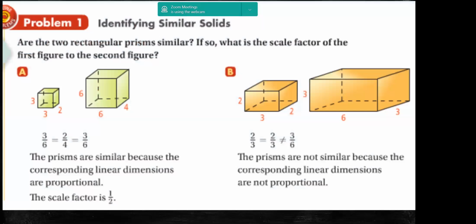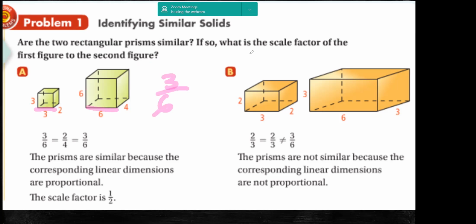And we said that if you want to write the ratio for two solid figures, you have to list all the lengths or the dimensions of each corresponding side. As an example, the first one here: we compare this length with this length, and I can write it as 3/6.